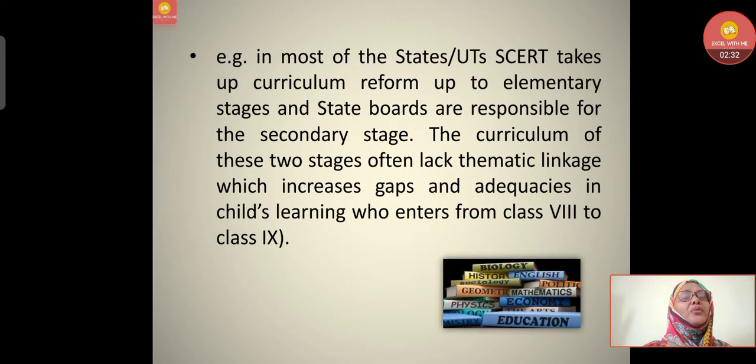For example, in most of the states or union territories, SCERT takes up curriculum reform up to elementary stage, and state boards are responsible for the secondary stage. That means in some states, curriculum reform up to elementary is taken up by SCERT, and state boards are responsible for the secondary stage. The curriculum of these two stages often lacks thematic linkage, which increases gaps and inadequacies in the learning of a child who enters from class 8th to class 9th. Obviously, this is a serious condition.